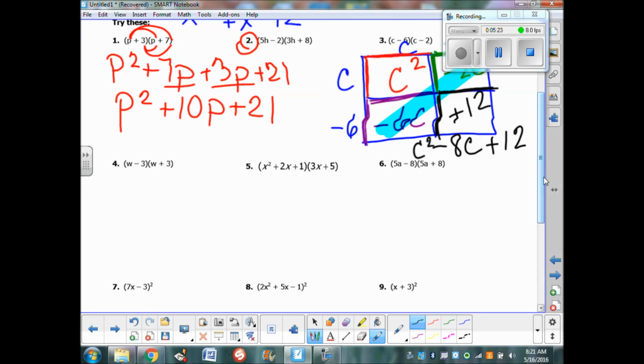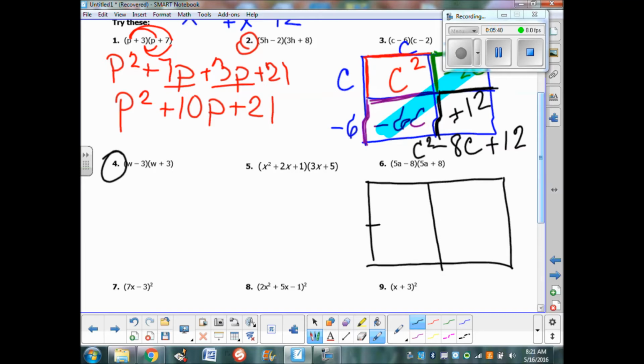Let's circle number 4. We're going to come back to 5 in a minute. Okay, let's not tackle the trinomial times the binomial just yet. Let's do number 6, and let's use our little graphic organizer again. So let's draw our 2 by 2 box. And the first binomial, I'm going to put along the side. And the second binomial, the 5a plus 8, I'm going to put along the top.